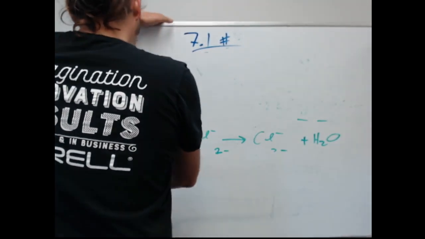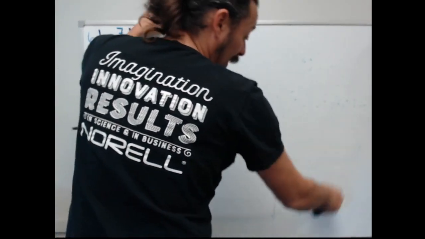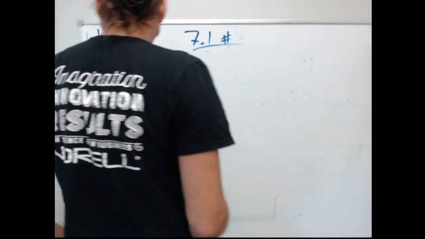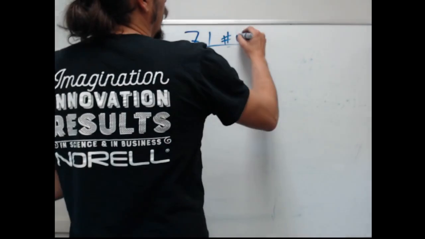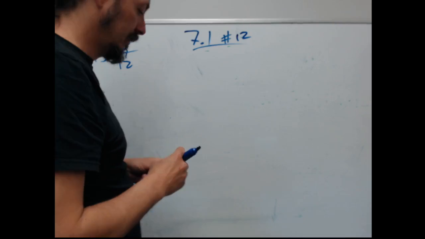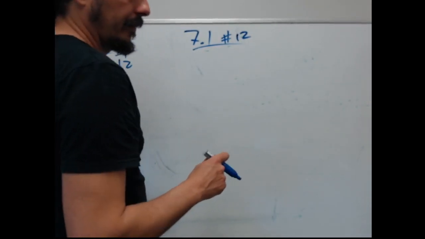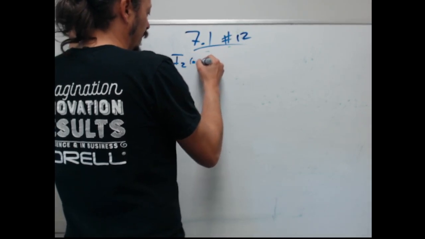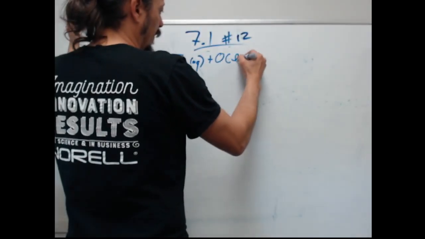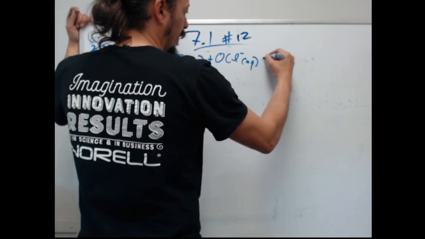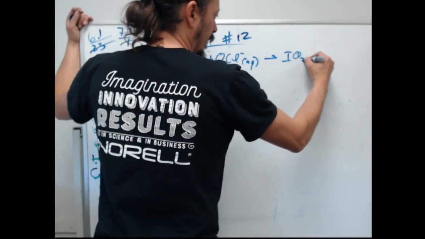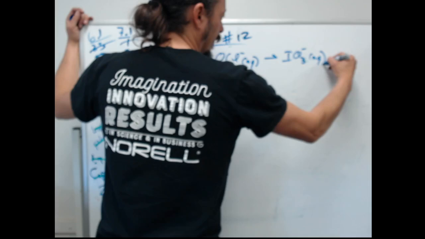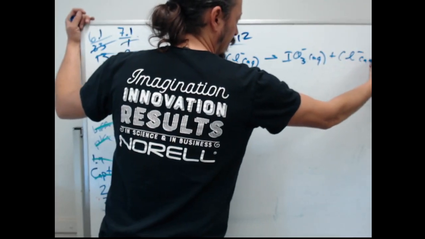So let's go ahead. We're doing number 12, and then we'll do those post-lab questions as well. Number 12. Okay, so this is the same instructions, but the formula is I2 aqueous plus OCl- aqueous goes to IO3- aqueous plus Cl- aqueous. And then it's in acidic conditions.